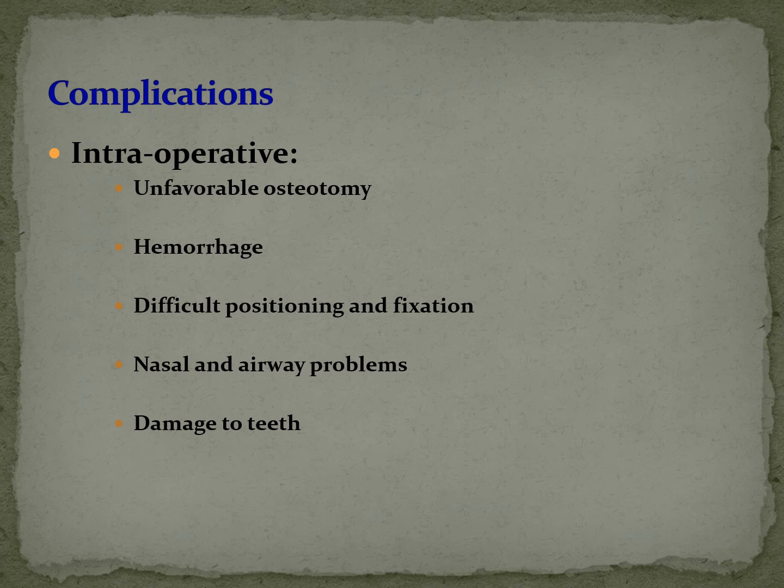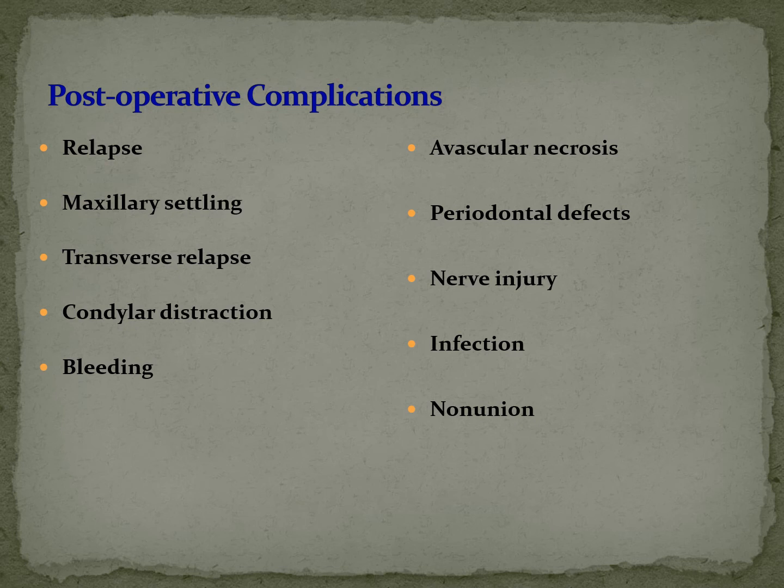So what are the complications we can see intraoperatively? Mostly unfavorable osteotomy cuts, hemorrhage, bleeding will be more, difficulty in positioning and fixation, nasal and airway problems, and damage to the teeth. Right? We may cut the root of the canine. Postoperative complications that are most commonly seen: relapse, maxillary settling, transverse relapse, condylar distraction, bleeding from the surgical defects, infection, non-union. These are the commonly seen postoperative complications.